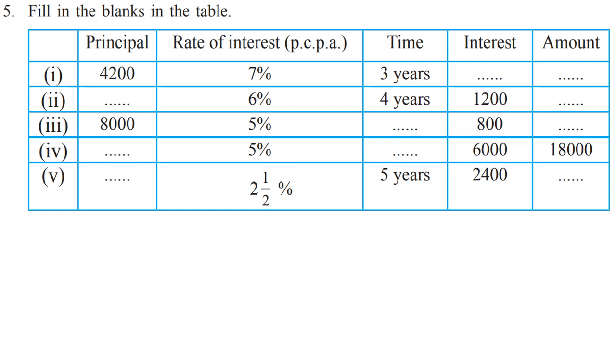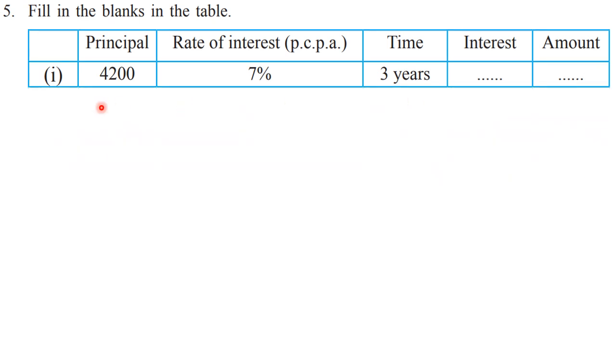Question number 5. Fill in the blanks in the table. So now students, let us do the first one. Okay. So first, principal is 4,200. Rate of interest is 7%. Then time is 3 years. We have to find the interest and amount. Okay, so first we'll find the interest and then we will find the amount.